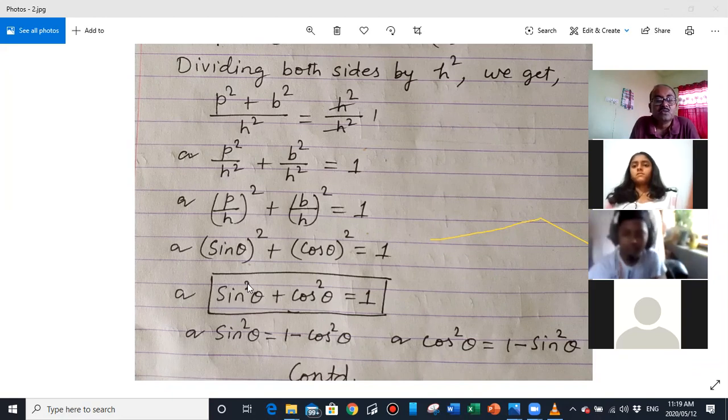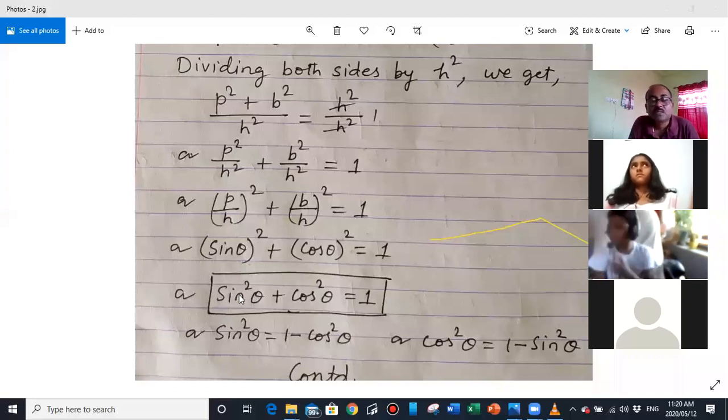Sin square theta. This is how to write. If you want to put a bracket, then that is all right. But if you don't want to write the bracket, then you have to write the square just before theta. This is the system. So sin square theta plus cos square theta equal to 1. This is the final formula.